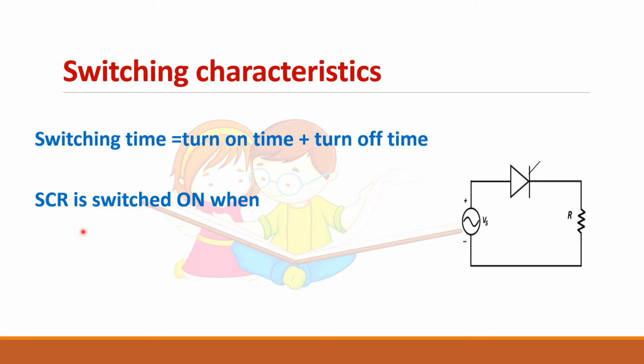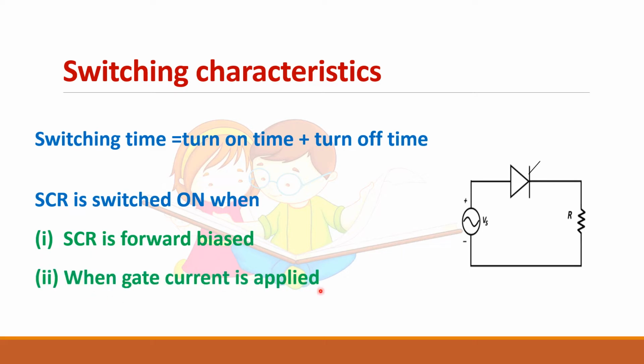So when will a device get switched on? First, the SCR should be forward biased and we have to apply the gate current so that the device will get turned on. So let us see what happens to the voltage and the current waveform when we apply the gate pulse.